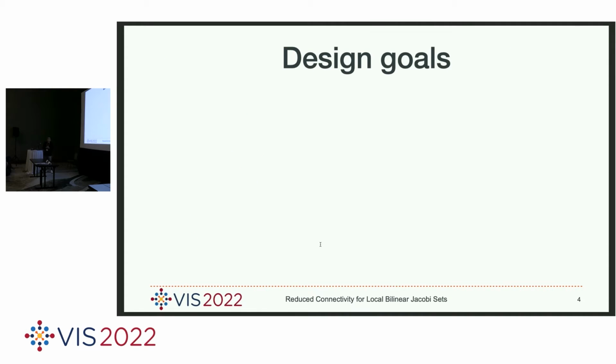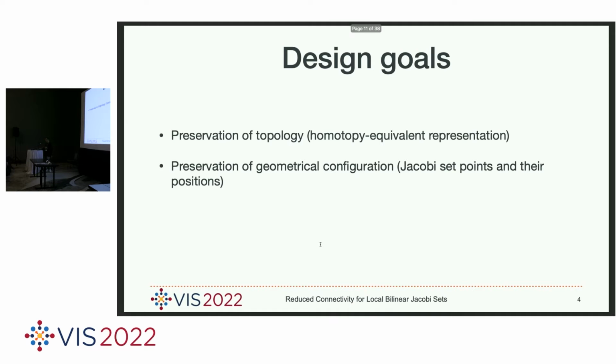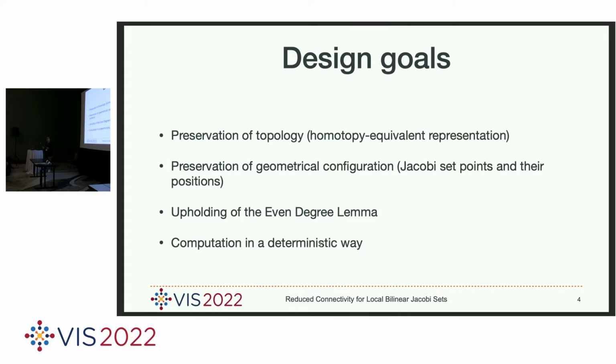Therefore, we stated the following four design goals. First of all, we wanted to preserve the topology, meaning we wanted to find a homotopy equivalent representation. Secondly, the geometrical configuration given by the Jacobi set points and their positions should be preserved. The third point was to uphold the even degree lemma. And finally, we wanted to have a deterministic algorithm in the end.